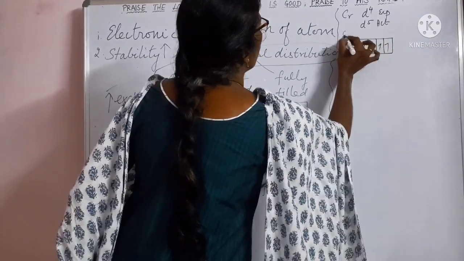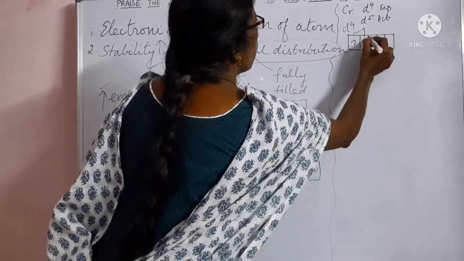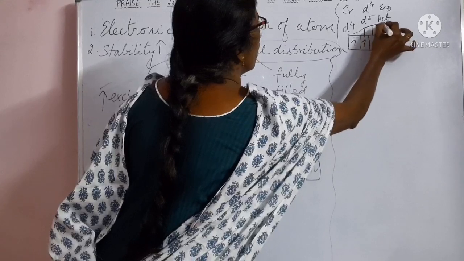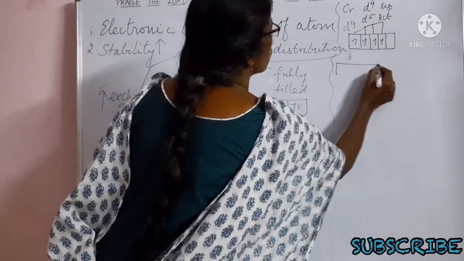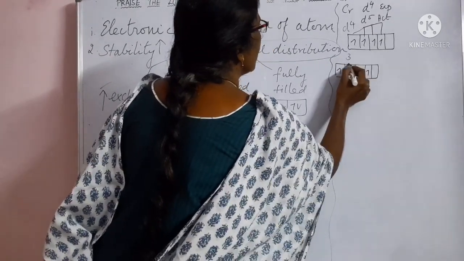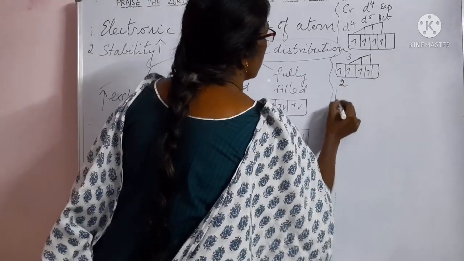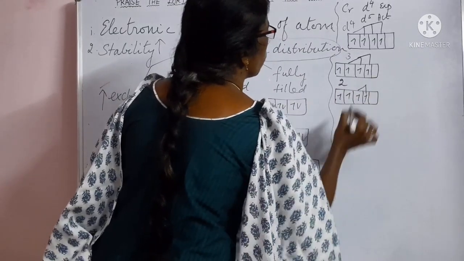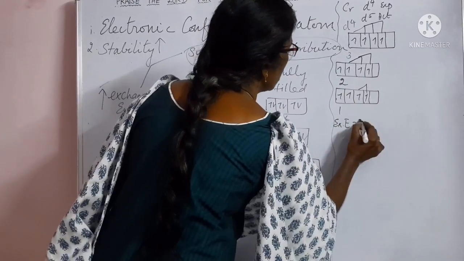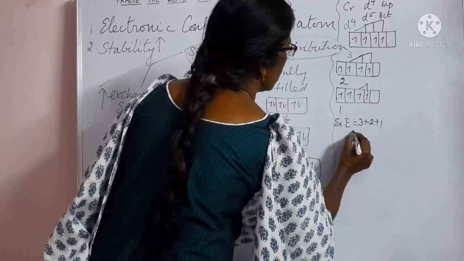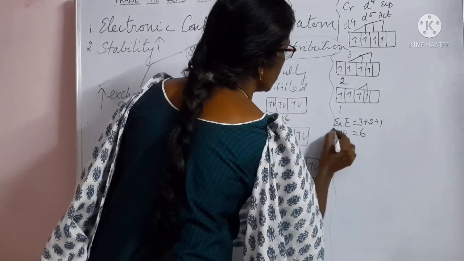So when you take d4, now the first electron is going to change its position over here, 1, and it can go here also, 2 and 3. So here the exchange energy is 3. When you take the second electron, now the second electron is exchanging here, so 2. Then this electron is going to exchange over here, so you will get 1. So total exchange energy is equal to 3 plus 2 plus 1, which is equal to 6. So for 3d4, your exchange energy is 6.